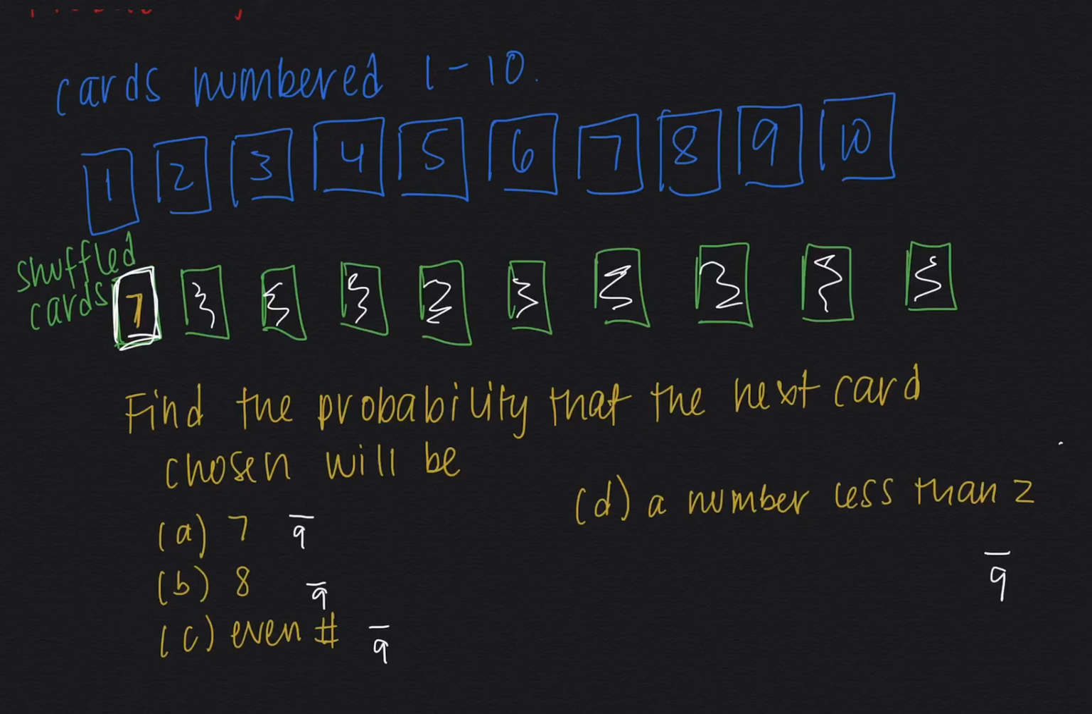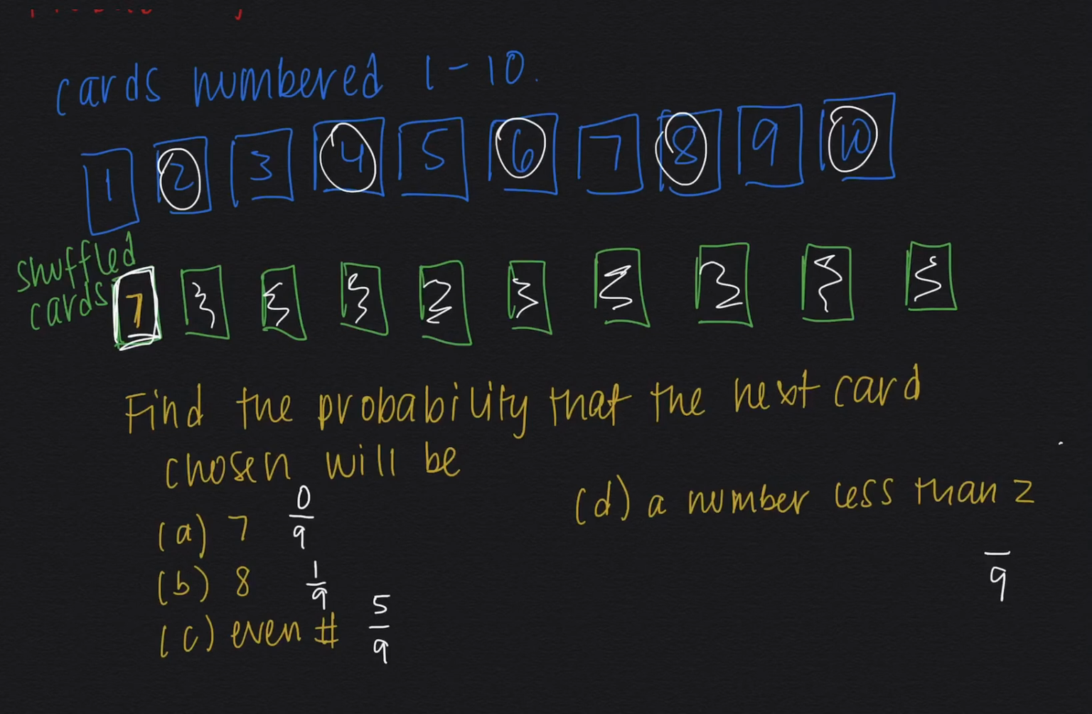So find the probability that the next chosen card will be a 7. Well, you know what? It's a 0 out of 9 because we've already chosen the 7. The 7 isn't there anymore. The probability that the next card will be an 8, well, there's only one 8, so we'll say 1/9. Now for the even numbers, this one's going to be tricky because, well, not tricky, but we're just going to count the even numbers left. So we have 2, 4, 6, 8, and 10. So 1, 2, 3, 4, 5 out of 9.